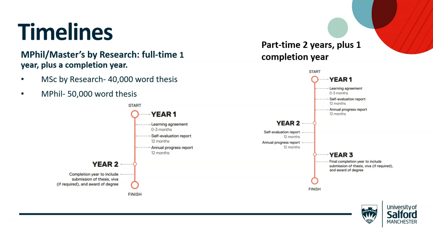this will give you an idea of what an MPhil or an MSc by research looks like full-time versus part-time. And you can see the differences there. Your first year is where you'll be writing that 40,000 word thesis or 50,000 word thesis, depending on what type of degree you're going to look at. And then full-time second year is when you'll be doing your completion. And if you need a viva, you'll be doing a viva there, and you have your award of your degree within that year. And then part-time is 2 years plus 1 year completion.